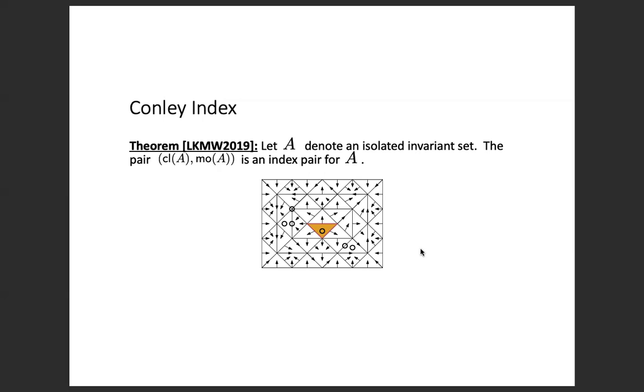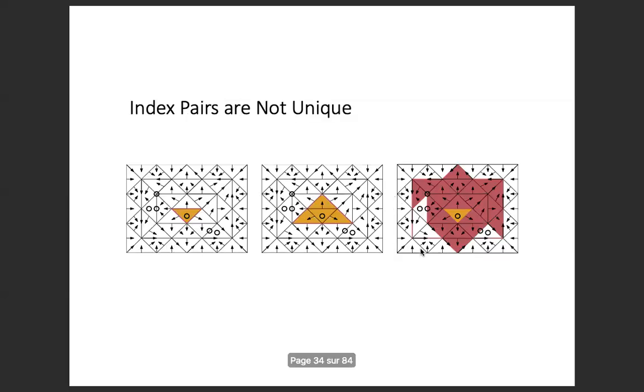For each isolated invariant set, you can easily choose an index pair, which is just given by the closure in the mouth. And this was mentioned in the tutorial. So we can always find an index pair very easily, given an isolated invariant set. However, index pairs are not unique.